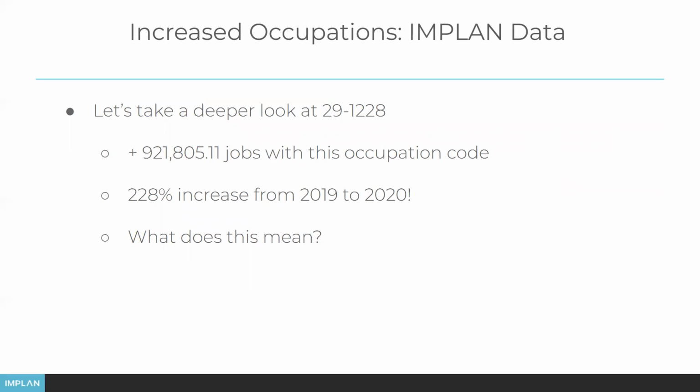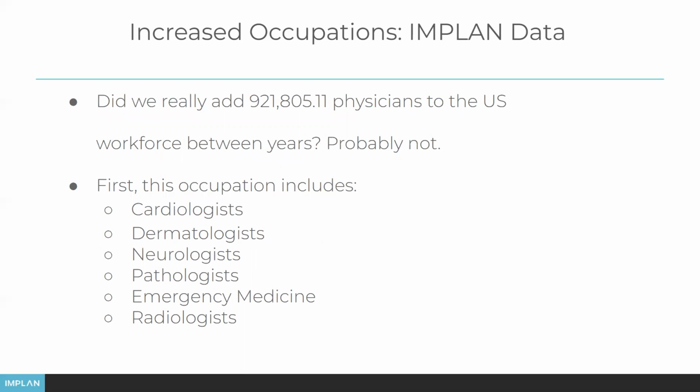So what does this mean? Did we really add that number of physicians to the US workforce? Well, probably not. We know that while the US workforce can adapt and can be really nimble, it's probably not realistic to assume that we just so happen to graduate a lot more doctors from medical school this year when compared to the last. It warrants further inquiry for sure. So let's take this example to explore how we might explain this type of a shift in IMPLAN's occupation data.